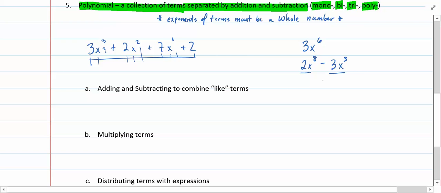A trinomial then should have 3 terms. Let's call this 4x to the 7th plus 3x squared minus 2x. This polynomial has 3 terms, therefore we would call it a trinomial. So monomial, binomial, and trinomial.